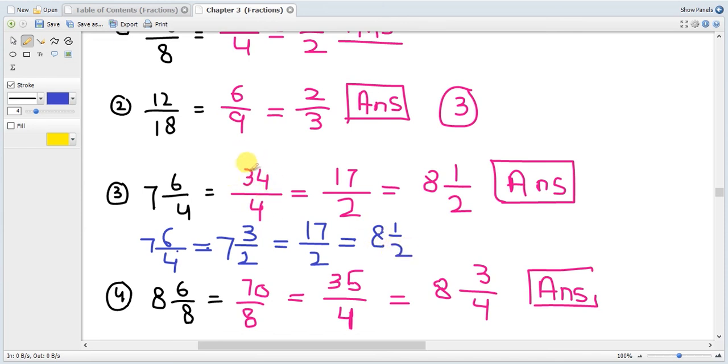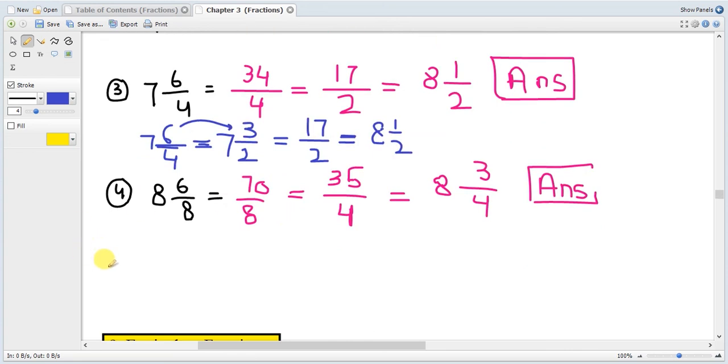Right? So in this case basically we got the bigger numbers and then we simplified it. So in this case we directly reduce it to the smaller numbers and simplify, we directly jump up to 17 upon 2. Right? So similar is the case over here.